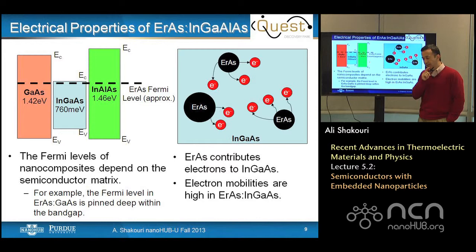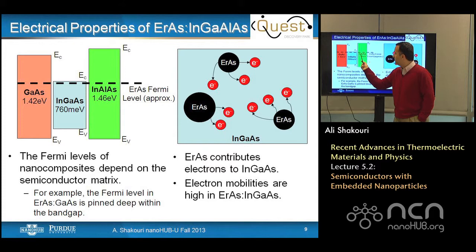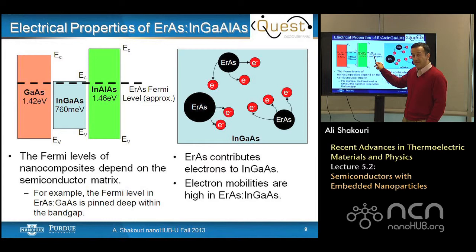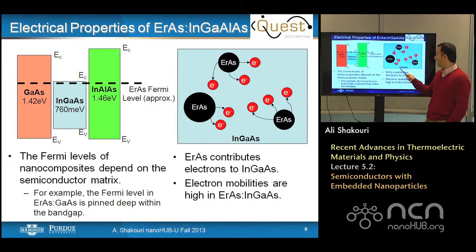But these nanoparticles also have an electrical impact. Here is the band alignment between erbium arsenide and an indium gallium arsenide matrix, or a gallium arsenide or indium aluminum arsenide matrix. Erbium arsenide is a semi-metal, but the Fermi energy is near the conduction band of InGaAs. That means it can easily give rise to free electrons in the matrix and make the matrix conducting. That means these scatterers for phonons are also electrically active, and to the first order, they actually provide charge.